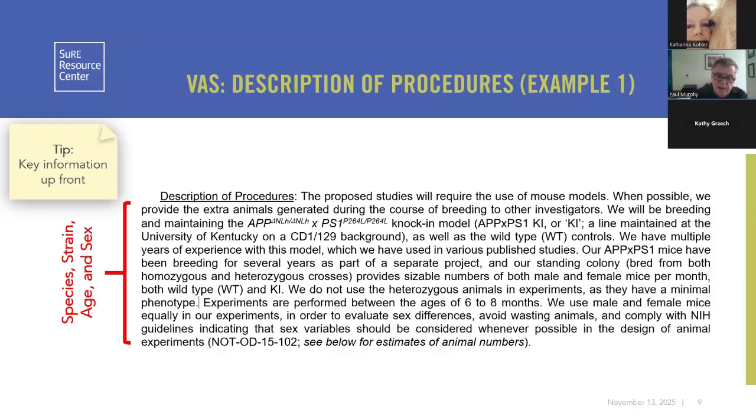vertebrate animals. Keep the information upfront and prominent. So when you have specific procedures that are really critical to your grant proposal, make sure you get them in a prominent place in the vertebrate animals section so reviewers don't have to hunt for them.